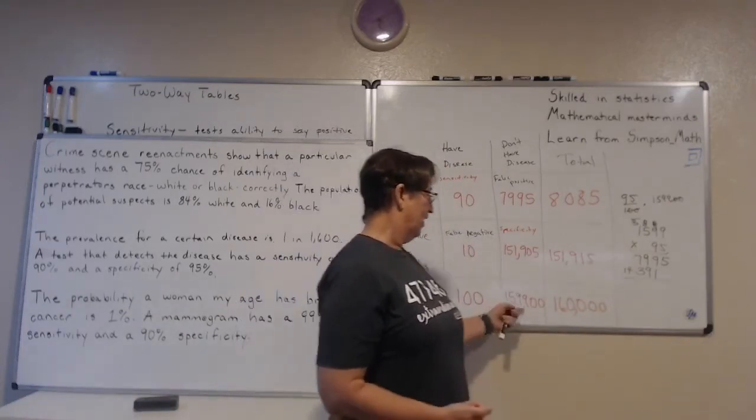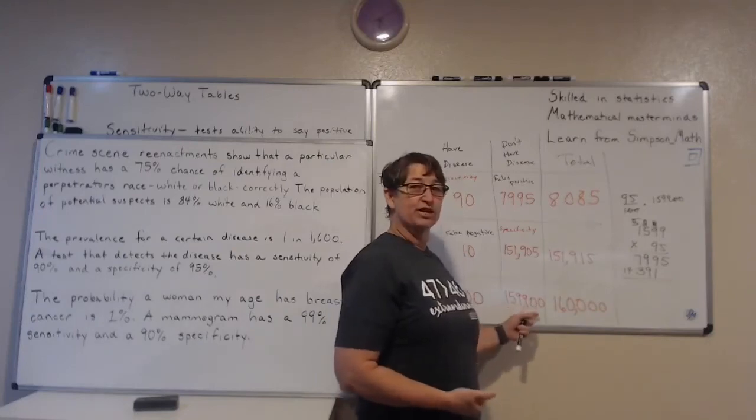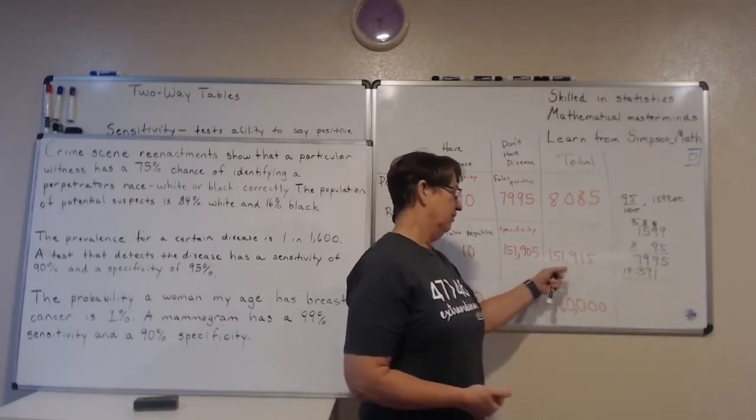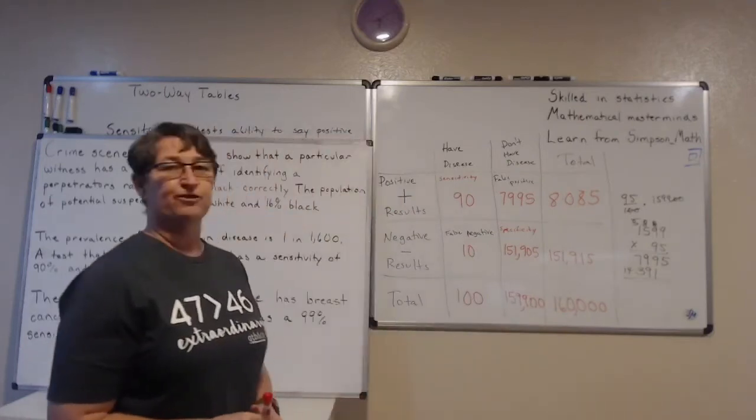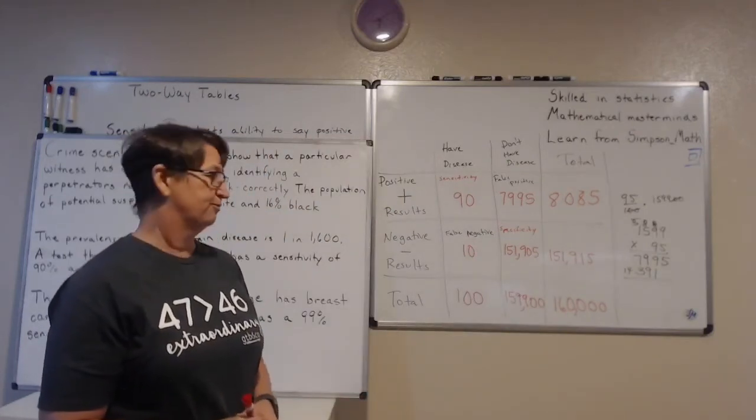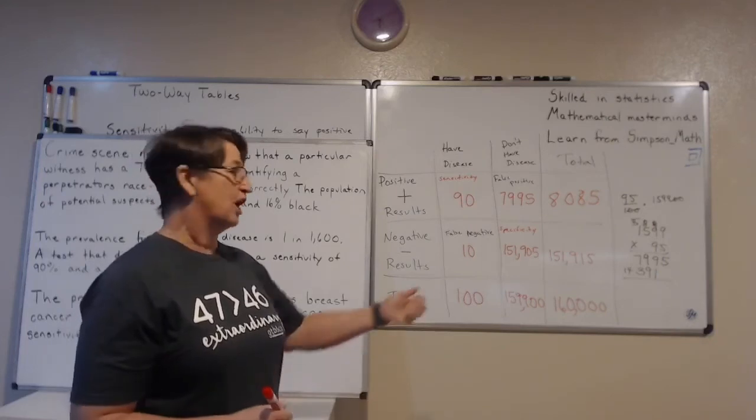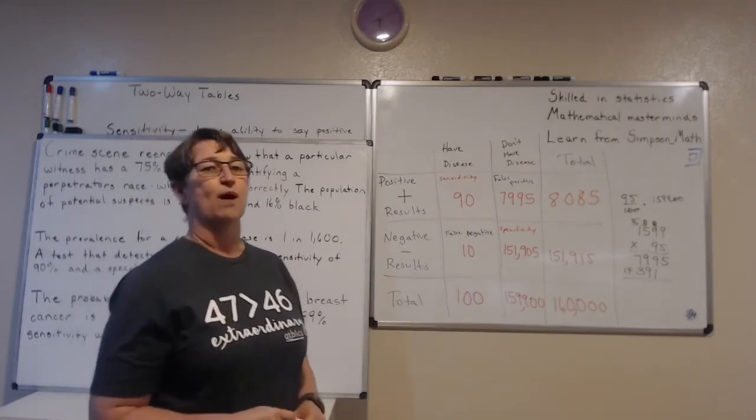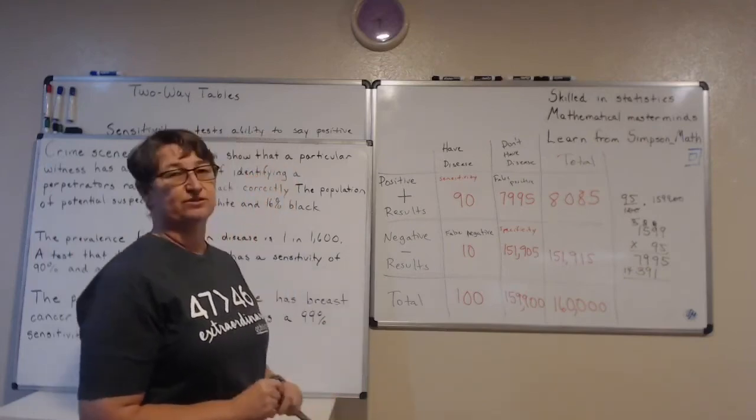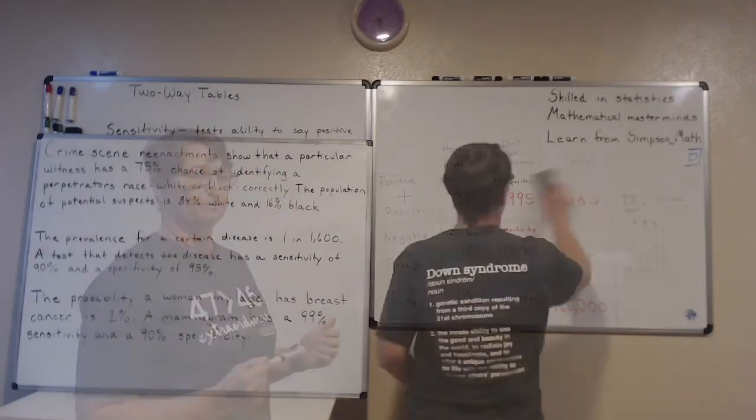So 159,900 didn't have the disease, and yet we only had 151,915 with negative results. So today our job is just to make the two-way table, and then tomorrow we'll look at the probability that we have the disease or don't have the disease. Let me read it to you.